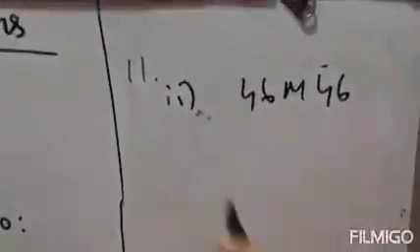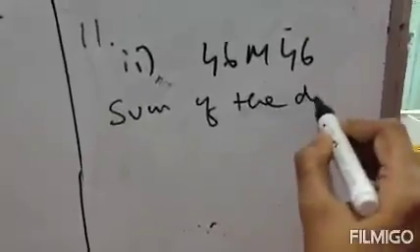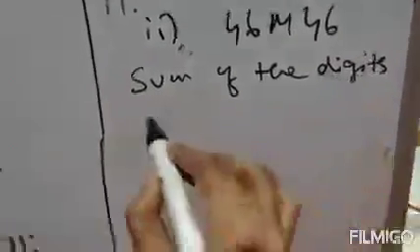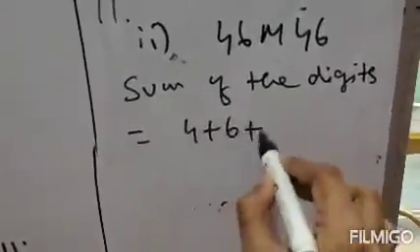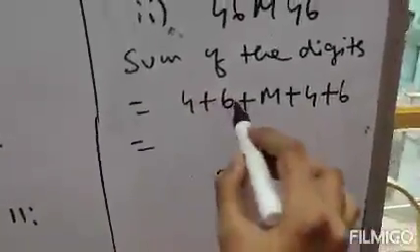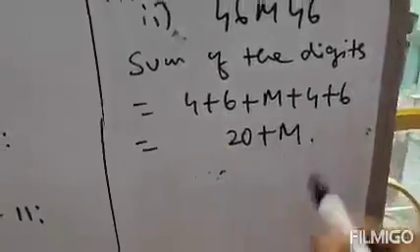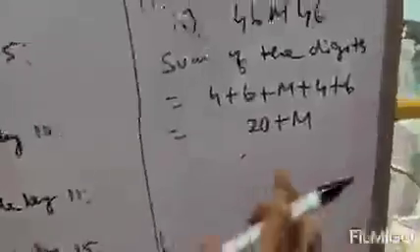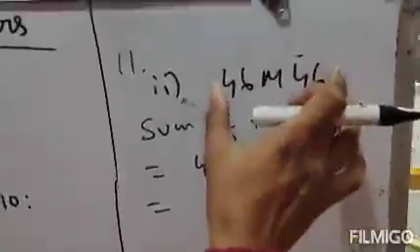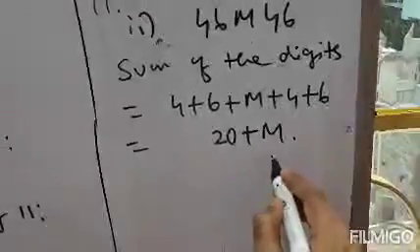So just find the sum of the digits first. Write: sum of the digits equals 4 plus 6 plus m plus 4 plus 6. That means 4 plus 6 is 10, 10 plus 4 is 14, 14 plus 6 is 20, and 20 plus this m. Now just think that the sum of the digits is 20 plus m. Clear?